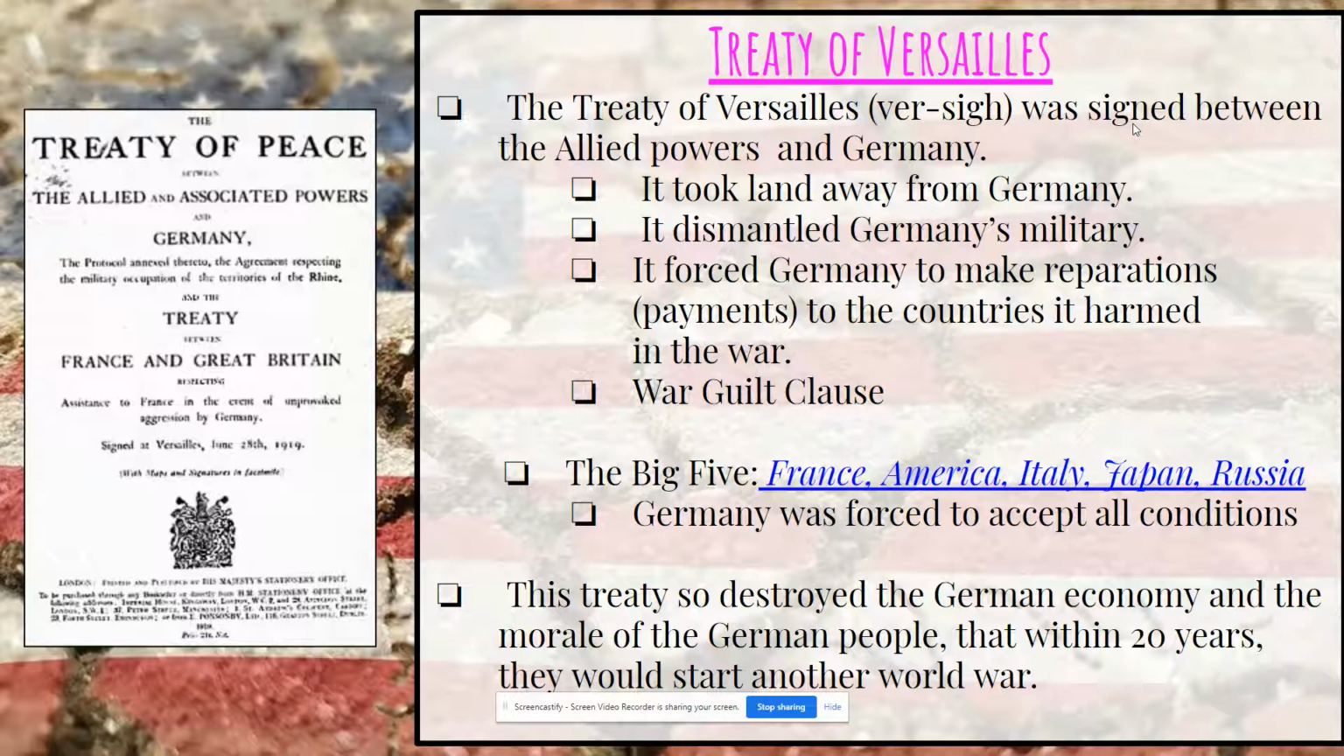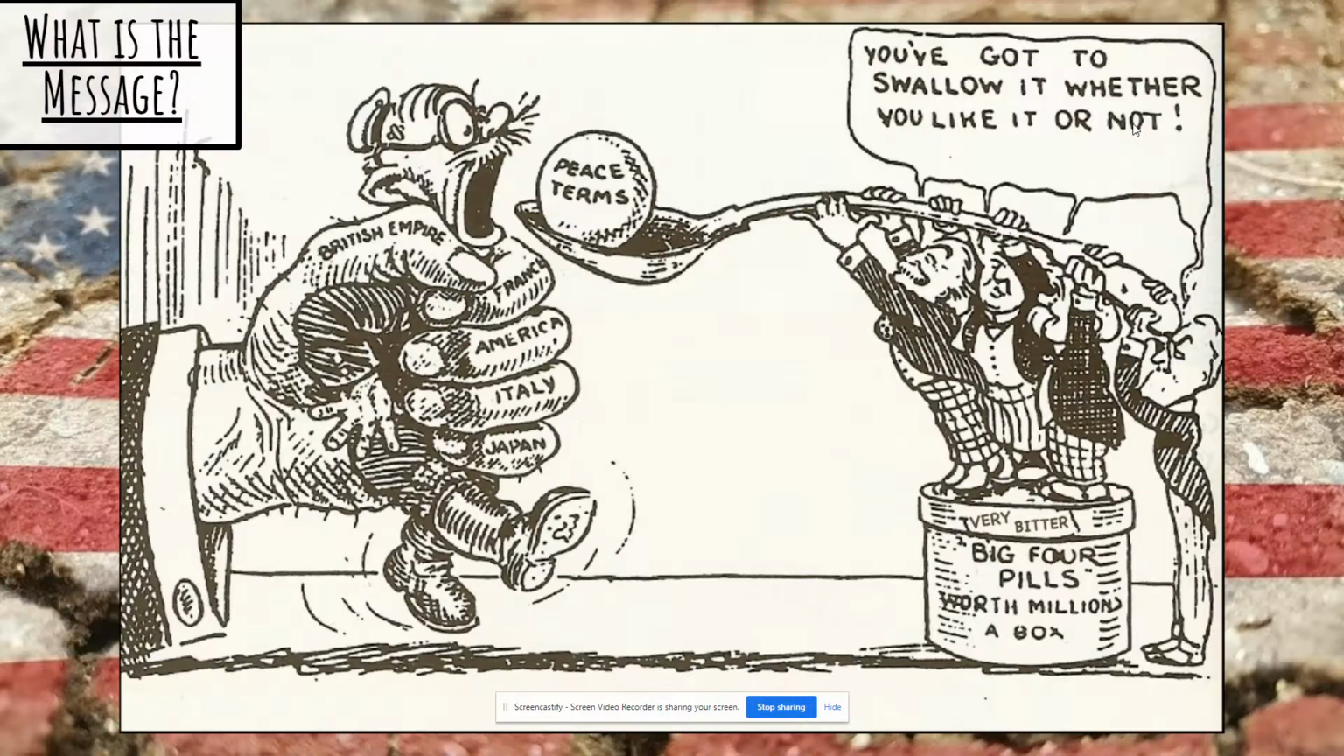But at the Treaty of Versailles, only the big five showed up to discuss how they were going to handle the war in Germany. And those big five are France, America, Italy, Japan, and Russia. Notice who's not involved: Germany. So shouldn't Germany be there to discuss the end of the war agreement? They should, but they weren't invited. So they were forced to accept all conditions. So this treaty ultimately sets the stage for the rise of a dictator to promise to end this economic oppression, promising to end the Treaty of Versailles and to get revenge on everything that's been put on them.